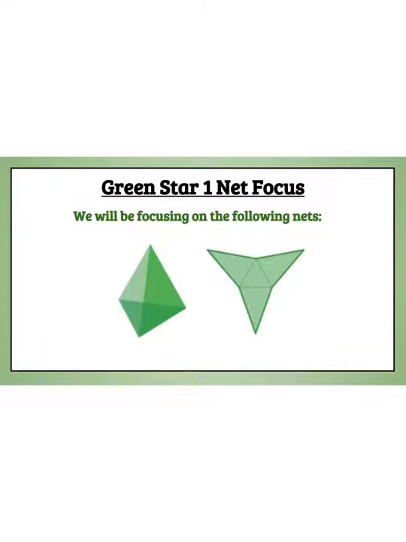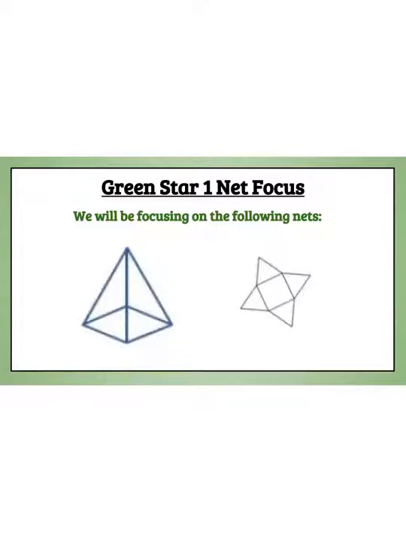Here is the net and the solid shape for a triangular pyramid. It's important to understand that when it has a triangular base, it will only be a triangular pyramid. Whereas here, we see that this is a square base pyramid, as the bottom panel is indeed a square.